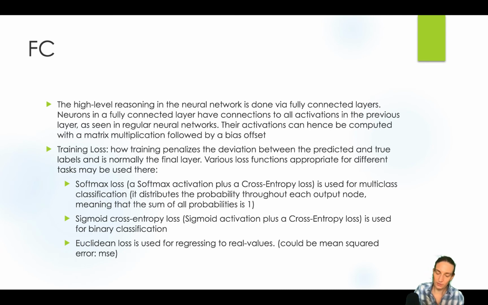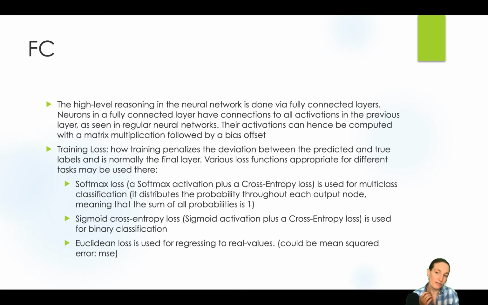Now, fully connected layers, we're back into the class of last week. We do the high-level reasoning of the neural network. Okay, so because they have connections to all activations in the previous layer, they can again be computed as a simple matrix multiplication. Okay, so a point-by-point multiplication. Linear combination, again followed by an activation layer, a non-linear activation layer.